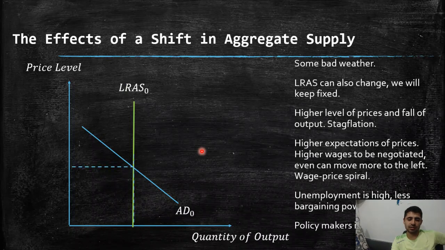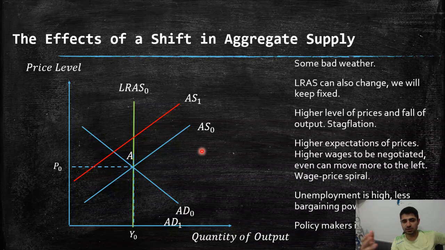We have the original situation. Then we have a shift to the left because of maybe some bad weather, or maybe even if we just analyze aggregate supply for a situation that we are experiencing right now. We have an increase in prices and a decrease in output, which is what we call stagflation. There is a higher expectation of prices, so the workers can negotiate higher wages. So it can move even more to the left, which is what we call the wage price spiral.